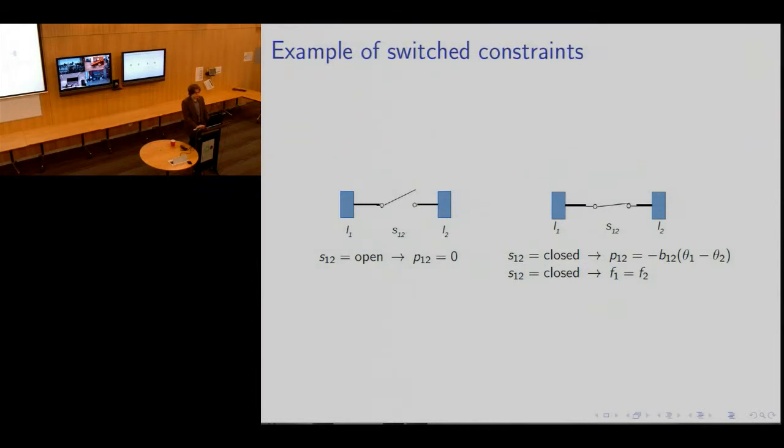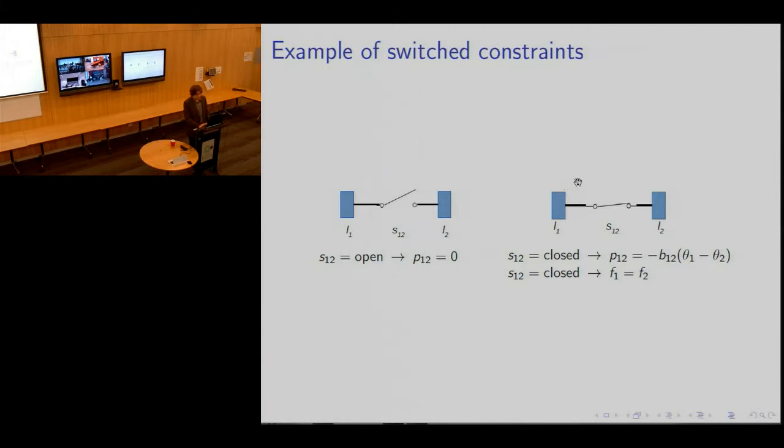So here's a switch that can be either open or closed. This left-hand side is over primary variables. This says this switch is open. This is the trigger, and this is the corresponding gamma. That is saying when the switch is open, then the power in the corresponding power line has to be 0.